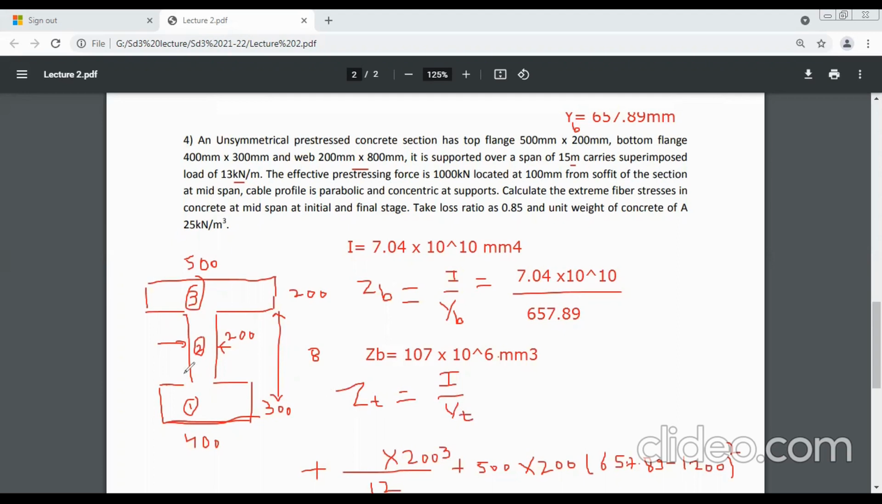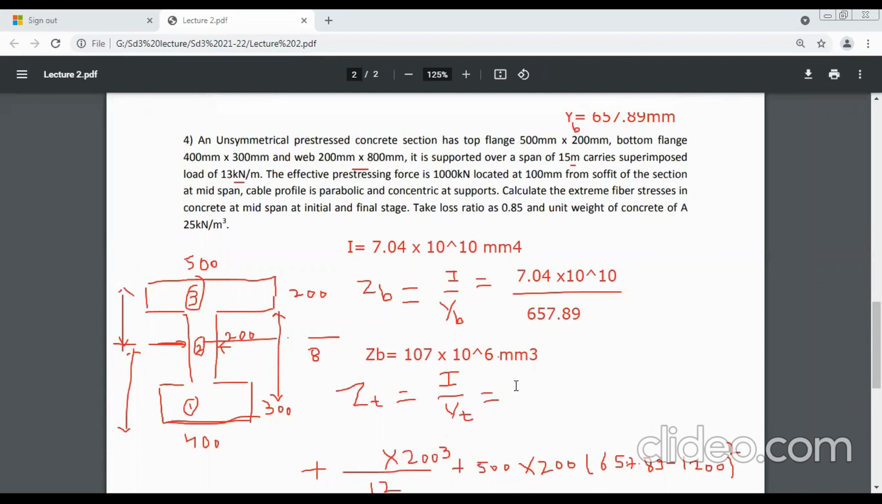YT means what? For this one, it is the neutral axis of this section. So this one is YB, and the remaining portion is YT, top. YB is known, just find out the YT.